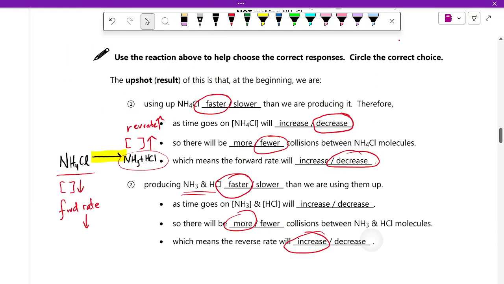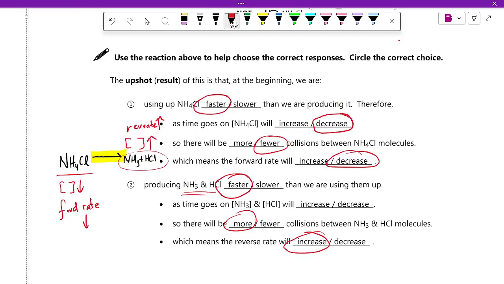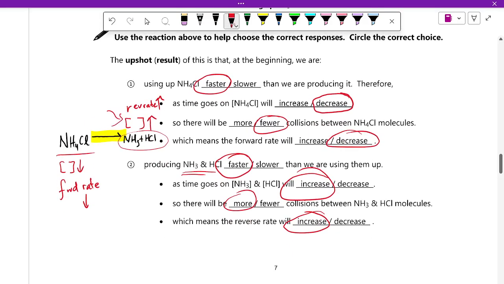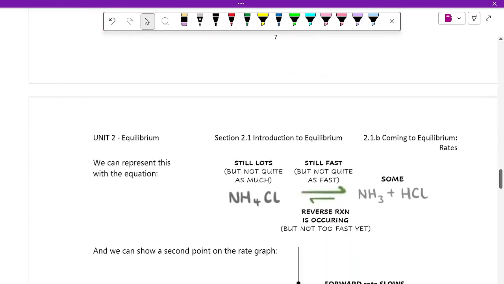Yes? It will do what? Increase. Yes, I'm so sorry. I wrote it up here and then I forgot to write it in the place where it was supposed to be written.